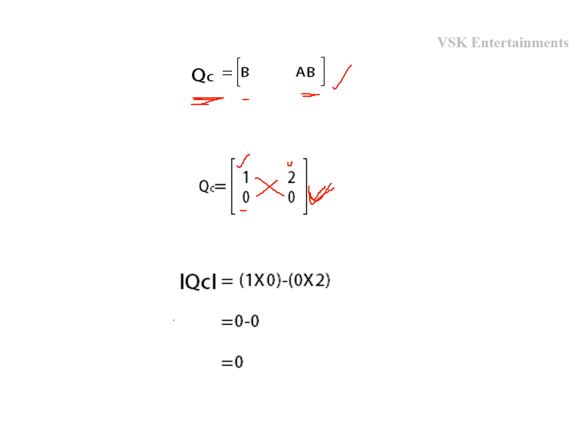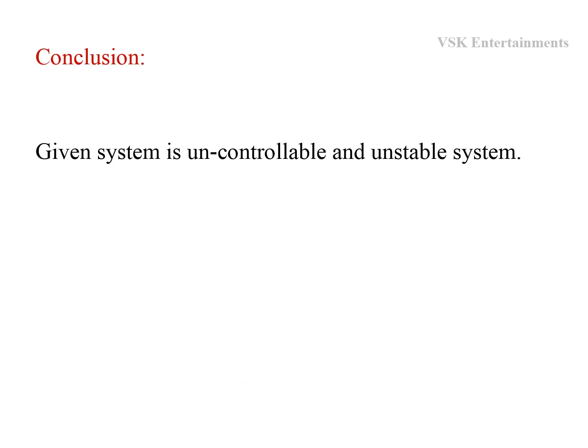That is, the determinant of QC is equal to 1 into 0 minus 0 into 2, that is 0 minus 0. Finally we are getting the determinant of QC is equal to 0. We got the determinant of the controllability test matrix as 0. So we can conclude that the given system is an uncontrollable system. Finally we can conclude that the given system is uncontrollable as well as unstable.